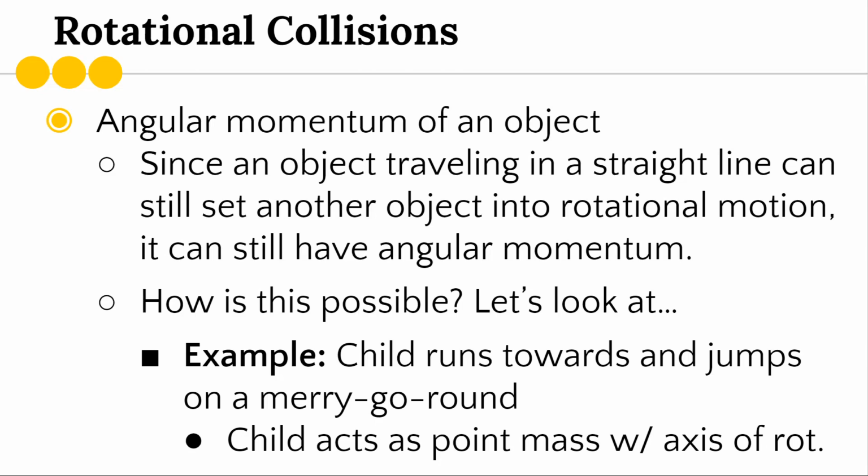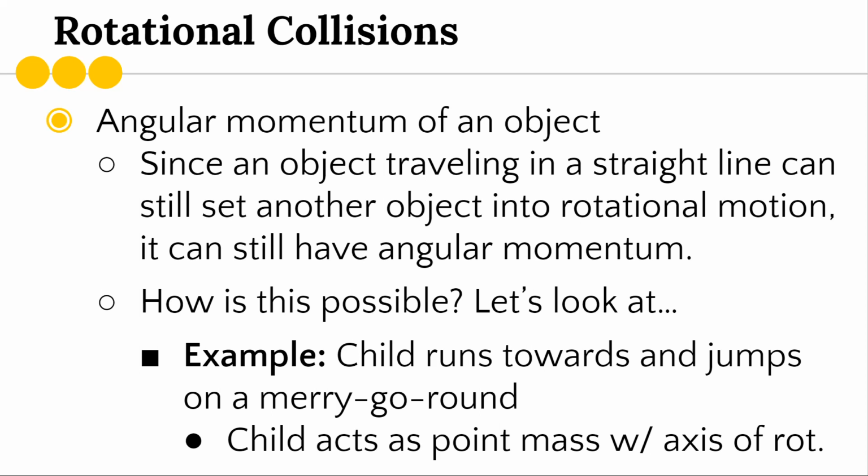All right, so let's talk about rotational collisions. So we've been looking at systems where we just have really one object, like just a skater, but now we're going to look at two objects colliding with rotational motion involved. And so we're going to deal with angular momentum with this as well, since an object that is traveling in a straight line can still set a second object into rotational motion, it can still have angular momentum.